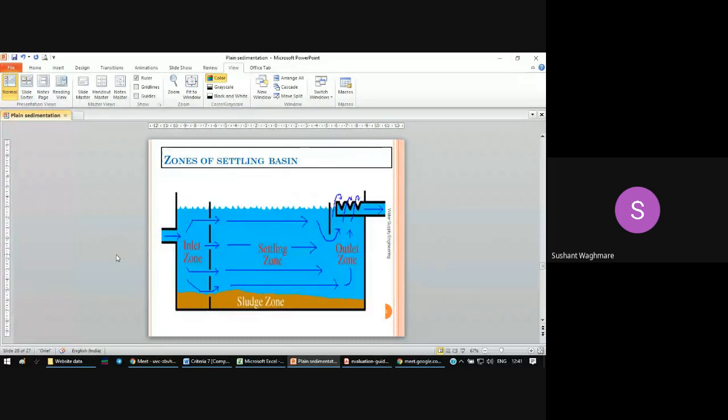So these are the different zones. This is a regular tank. This is the inlet zone. Inlet zone means the water enters firstly into this zone. Then this is the settling zone, where the water is allowed to stand or be still. This is the sludge zone, which is at the bottom of the tank, where the sludge will accumulate, and this is the outlet zone. Once the settling is done, we take the water out, which is called the outlet zone.